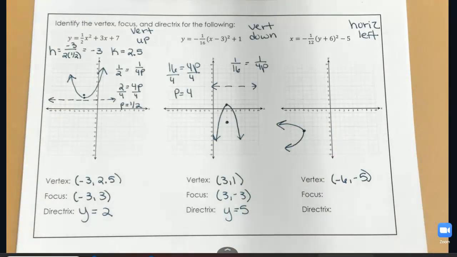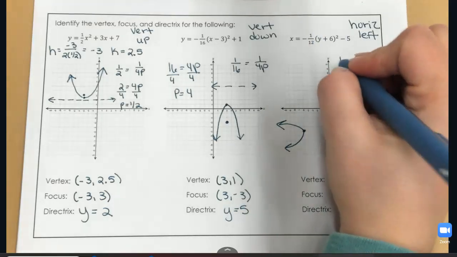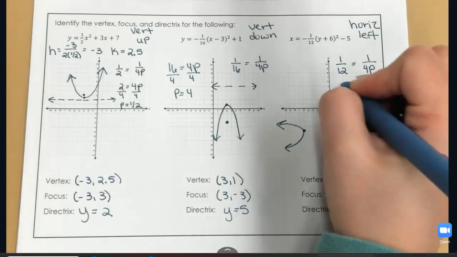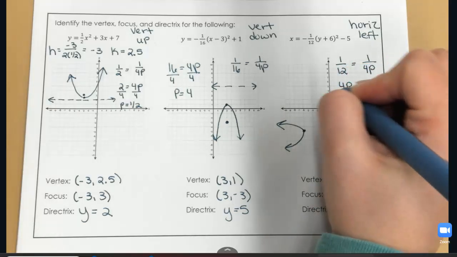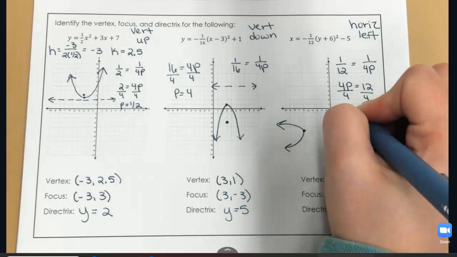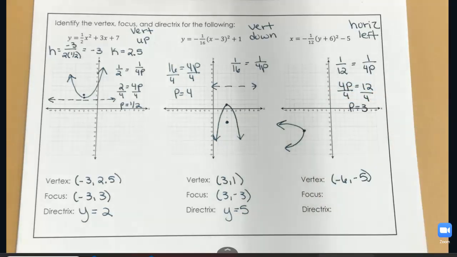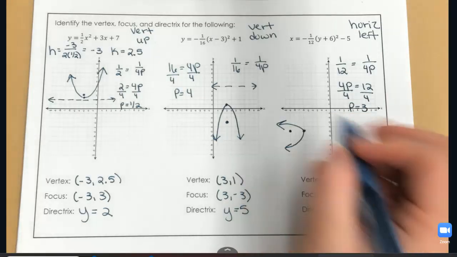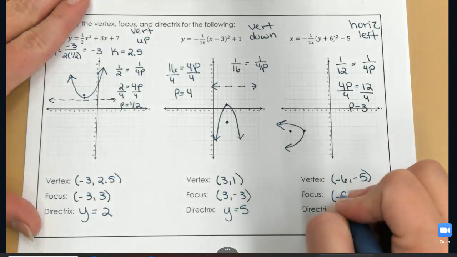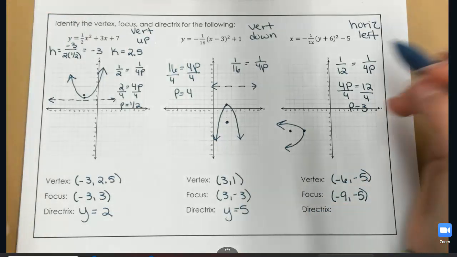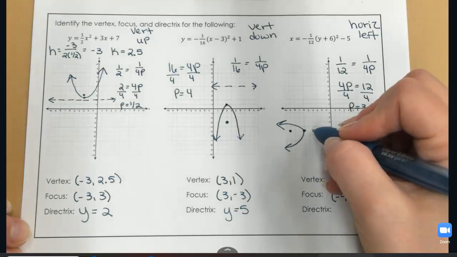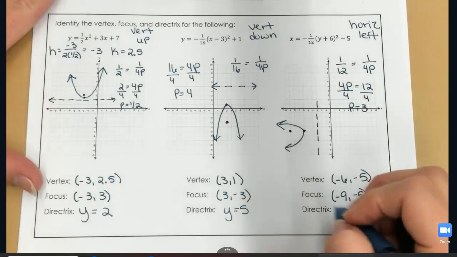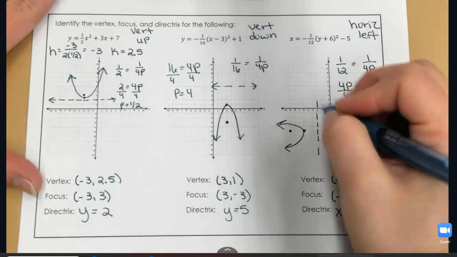And to find that focus, I need to know what p is. Well, if a is 1 over 12, and that's equivalent to 1 over 4p, that means 4p is equal to 12. So dividing both of those sides by 4, my value for p is 3. So to find my focus, I'm going to go 1, 2, 3 to the left, and that is the coordinates negative 9, negative 5. And to find my directrix, I'm going to go 3 to the right, and this is now a vertical line at x equals negative 3.